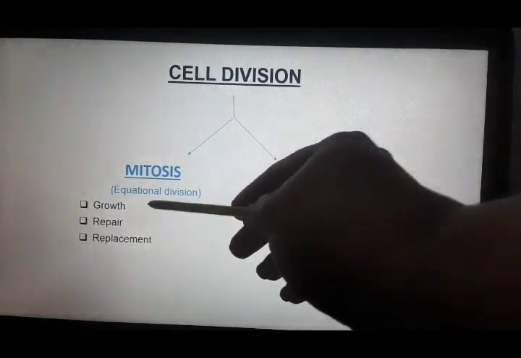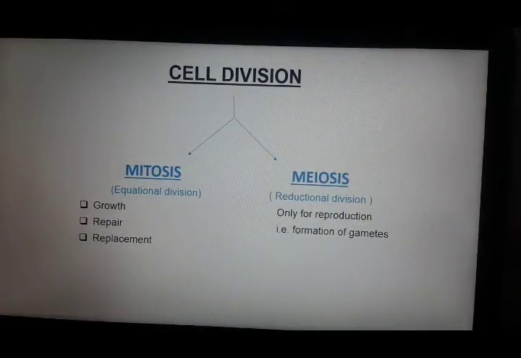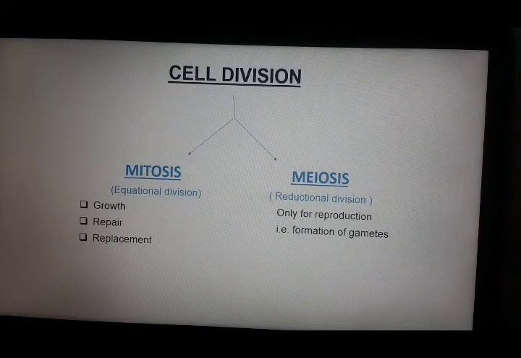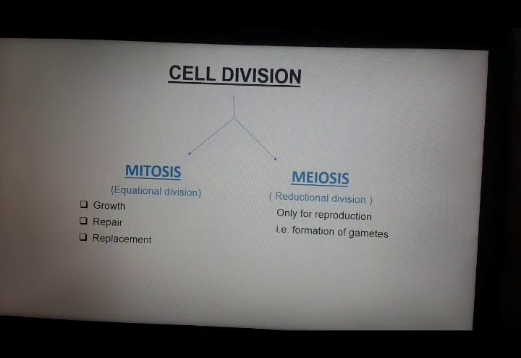The second one is repair. Repair means whenever you get injured, sometimes your skin is torn or your flesh is torn, or sometimes there is a bone injury, whatever. Whenever there is a kind of injury leading to the damage of cells, in that case mitosis is the process which is involved in the repair. It helps in repairing damaged cells by making more of their own kind.